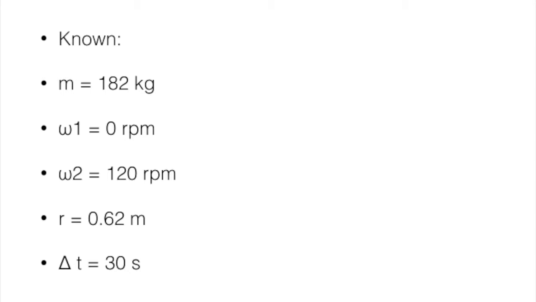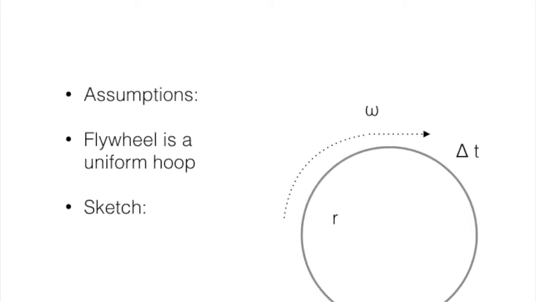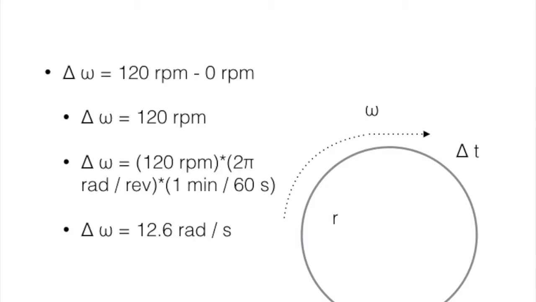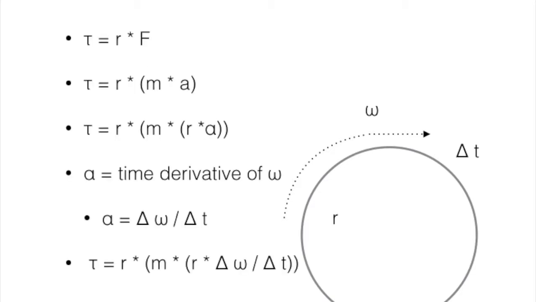Some assumptions include that our flywheel is a uniform hoop, and this is a basic sketch of what we're talking about, again with that simple angular velocity. Radius is known, and our time interval. We also know mass as well, which is not indicated in the sketch. From there, we can solve for our change in rotational velocity, and we also convert to radians per second. From there, we can use the relationship to solve for torque, being radius times force.